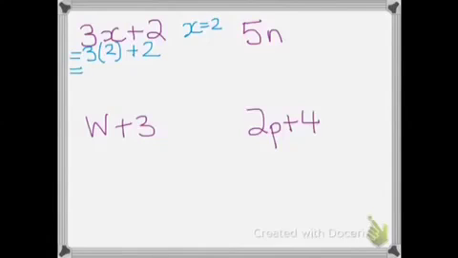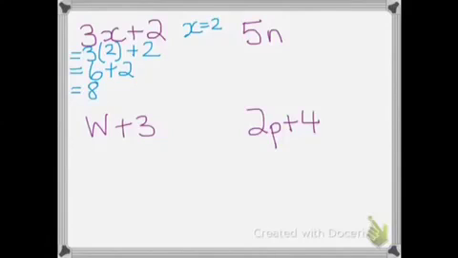So the first step is to draw an equal sign, and we're going to follow BEDMAS, so I'm going to do the multiplication first. So 6 plus 2. And now I need another equal sign, and now I'm going to do the addition. 6 plus 2 equals 8. So there I have the solution to the expression 3x plus 2 when x equals 2.